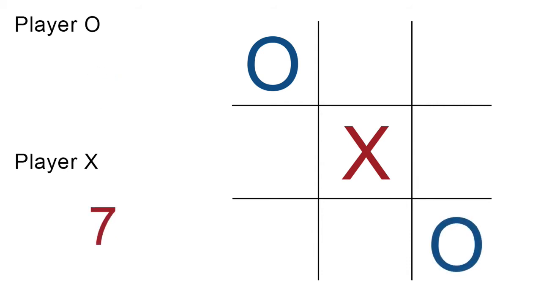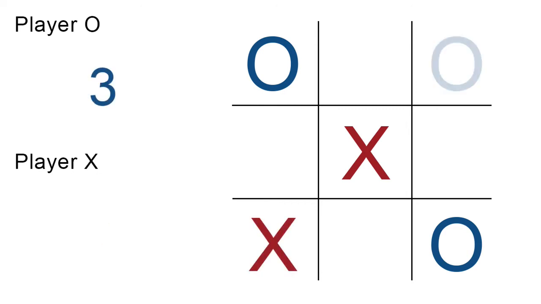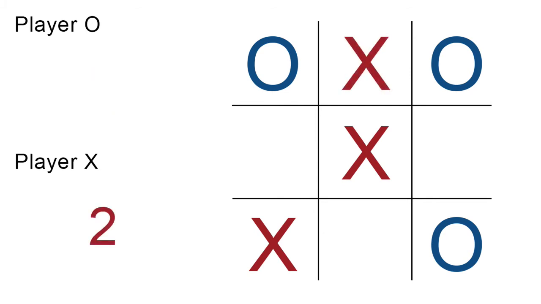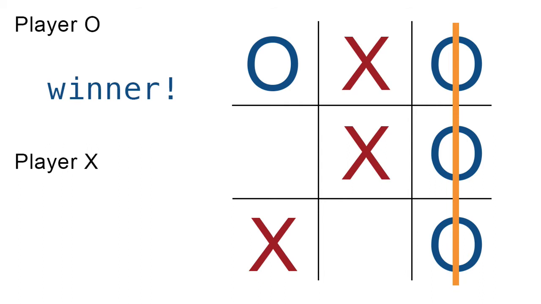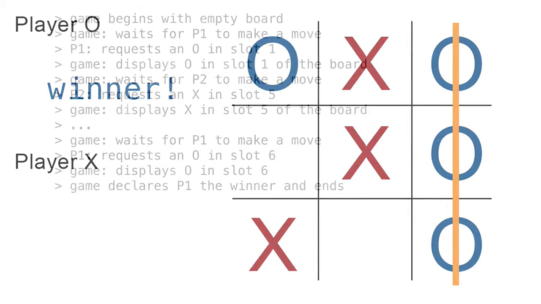At each turn, the game waits for input from a specific player, updates the board after receiving some command, and then repeats the process with the next player. At this point, the game is currently waiting for a command from player O. Player O chooses to place an O in slot 6, and the board updates to reflect this. Good job, player O! Since player O has managed to create a column of O's, the game declares player O as the winner and then ends.